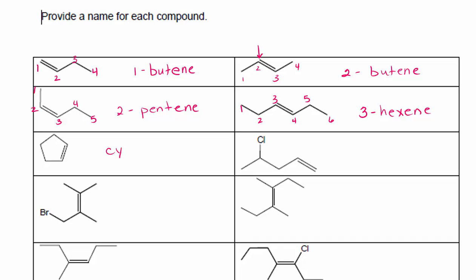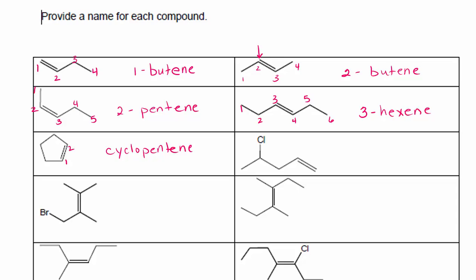This compound is cyclopentene. You do not need a number for cyclopentene. There are no other substituents or functional groups in this molecule. Therefore, the double bond would be defined as being between carbons 1 and 2.